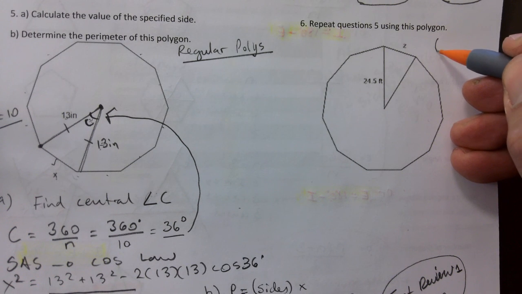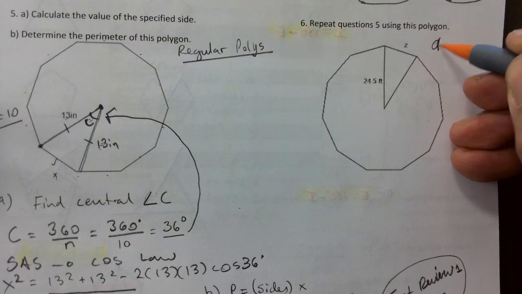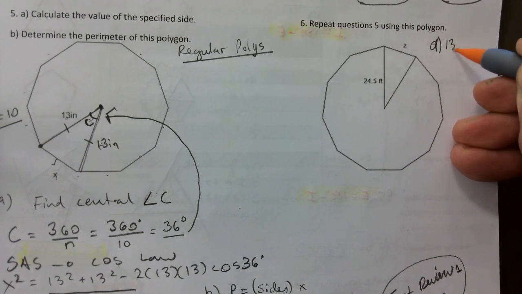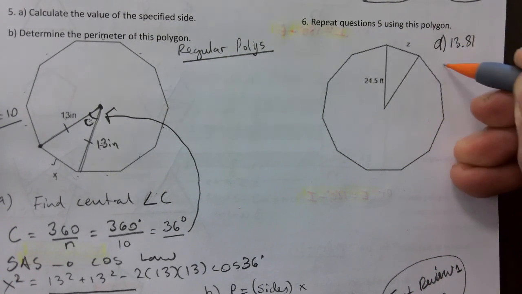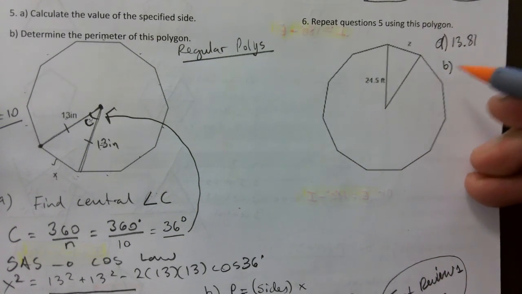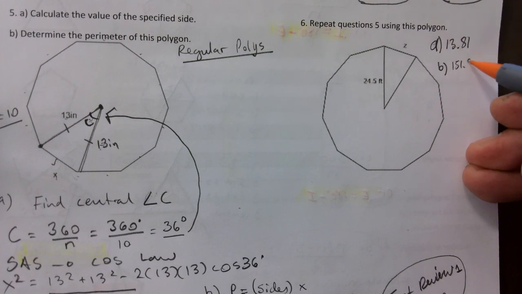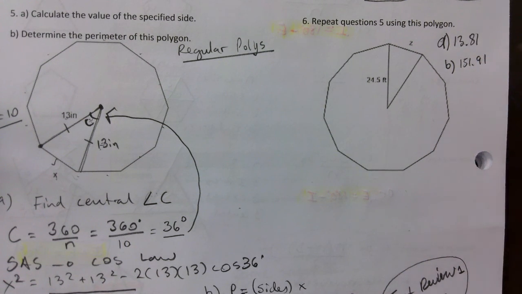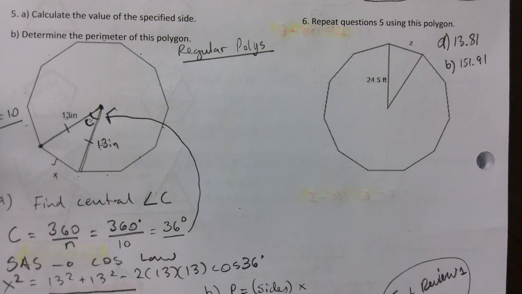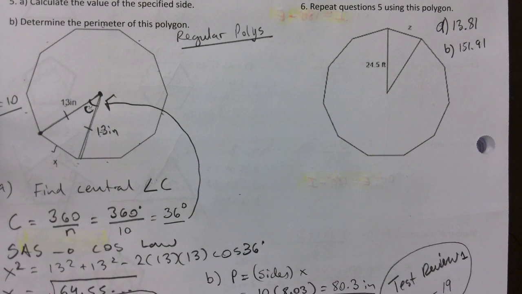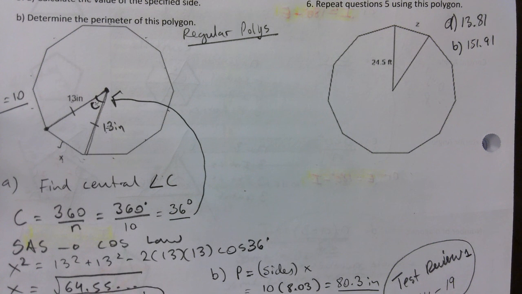Here in brackets for A, it's 138.1. And for B, it's 151.91. Those are the answers to 6. So write that down, as well as the test review, which is pages 14 to 19.